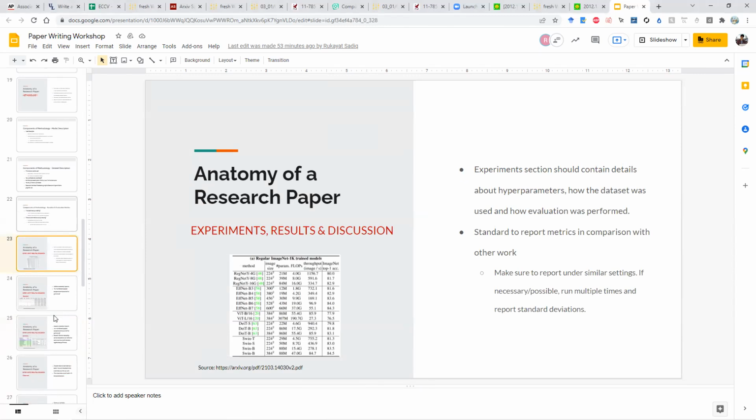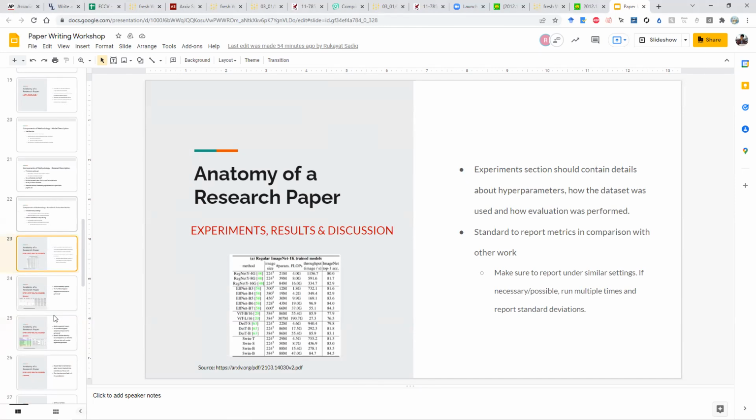Having gone through the abstract, introduction and method section, what's left are the experiments, results, discussion, and the conclusions. So we'll go through these components. The experiment section should contain a lot of details about the hyperparameters used to train your model, how the data set was used, and the evaluation metrics you used.